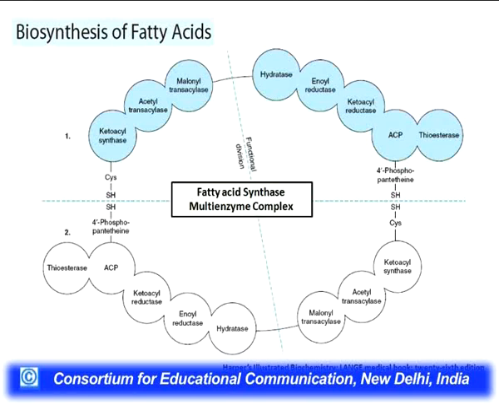On the other end, there is a cysteine amino acid which also has an SH group, or a thiol group. So this multi-enzyme complex exists in a dimeric form, and there are 7 enzymes present along with the acyl carrier protein. Now we will look into this fatty acid metabolism, or the biosynthesis of the fatty acid, and how these 7 enzymes are utilized at different steps of these metabolic processes.